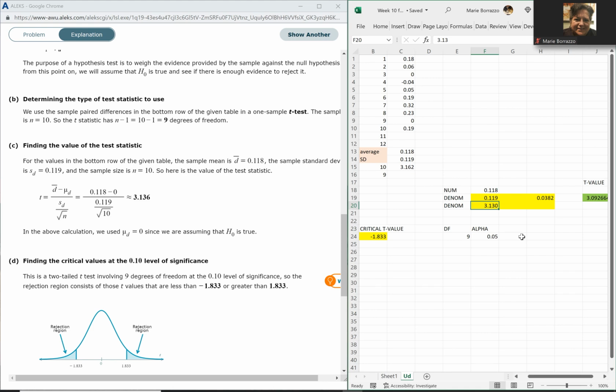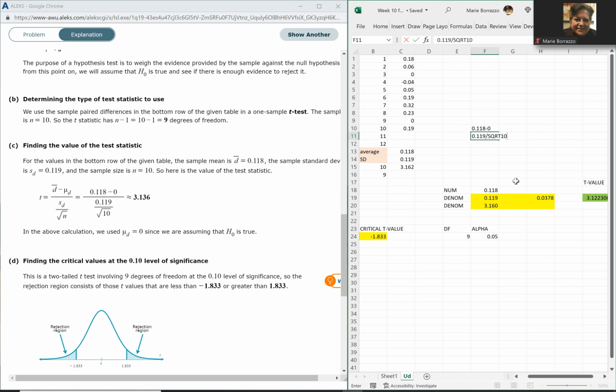Let's go back to 3.16, is what I said. If you put it at 3.16, it rounds out to 3.123, 122. Still not exactly giving us the number we're looking for. And if I do it manually, what if I use the formula up here and say 0.118 minus 0, which who cares, right? And we're dividing that by 0.119 divided by the square root of 10.